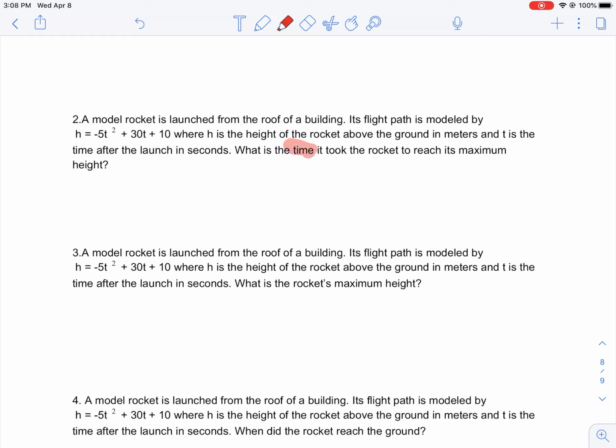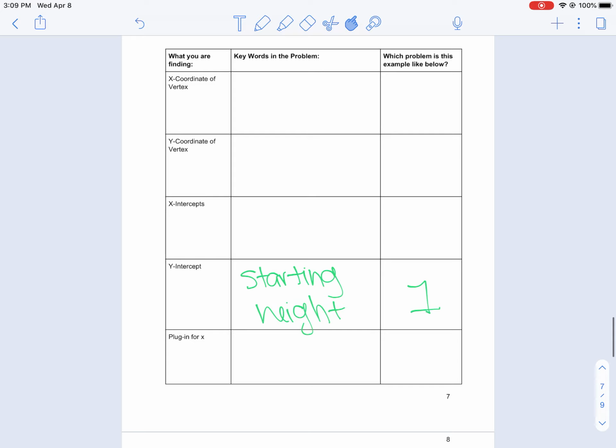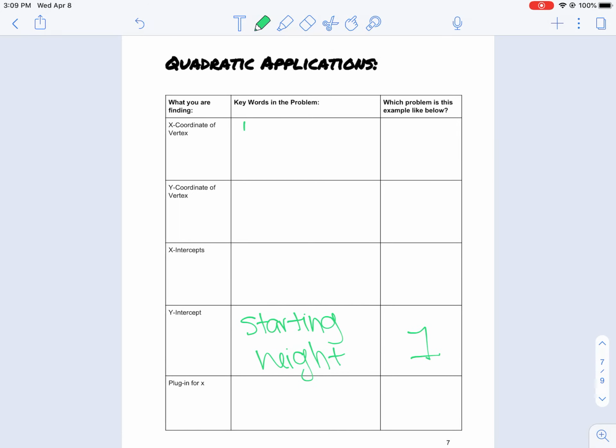If you look at number 2, it wants to know what is the time it took for the rocket to reach the maximum height. So think about our scenario. We had time as our x. Our height was our y, okay? So if I get launched, the time that our maximum would be, remember maximum and minimums, those are your vertex. So if I'm trying to find the time it took to reach the maximum, that would be the x value of your vertex.